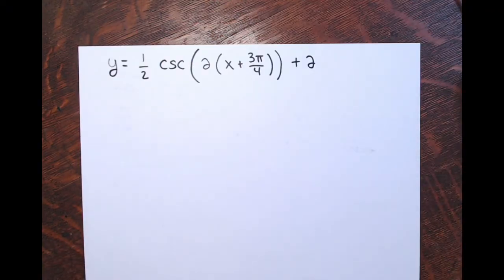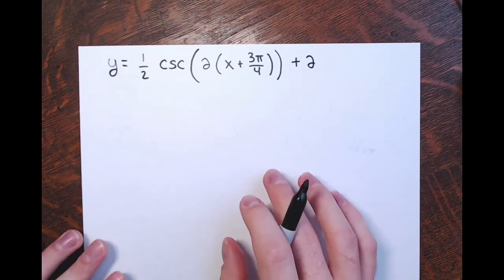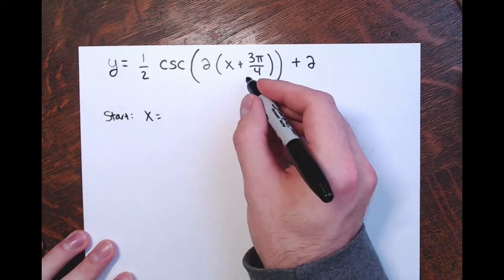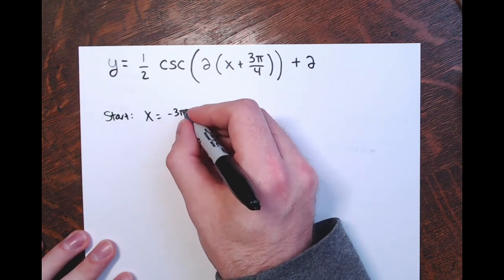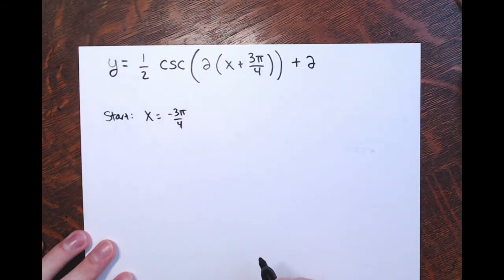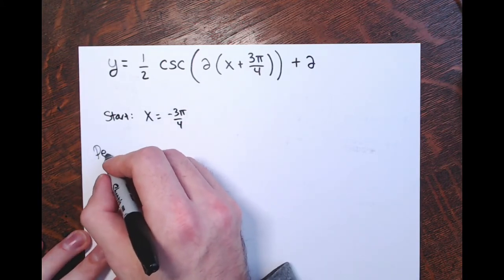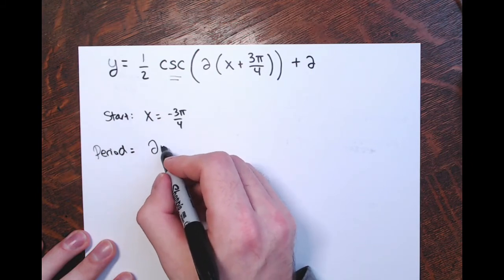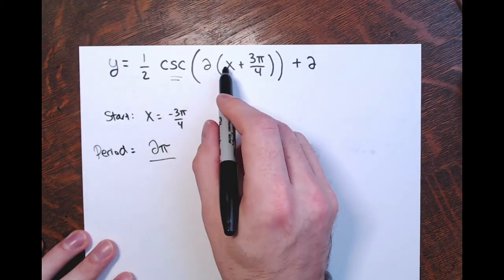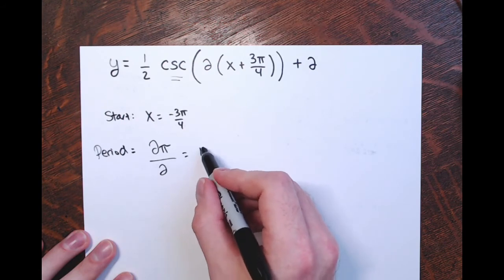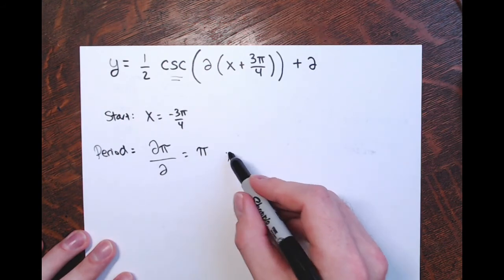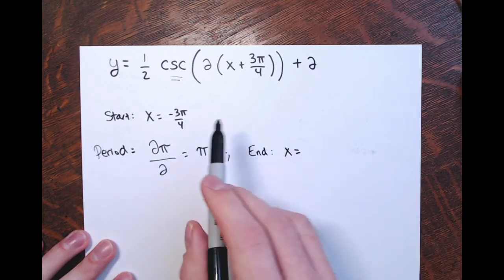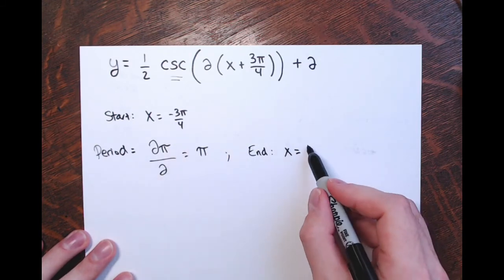Okay, so here's the cosecant function they gave me, and I'm going to start my cycle at x equals negative 3 pi over 4. That'll make the expression inside 0 there. The period is, this is a cosecant function, so the normal cosecant has a period of 2 pi, but that gets divided by 2 here. So the period is just pi, meaning the end of my first cycle on that chart will be at x equals negative 3 pi over 4 plus pi, which is positive 1 pi over 4.